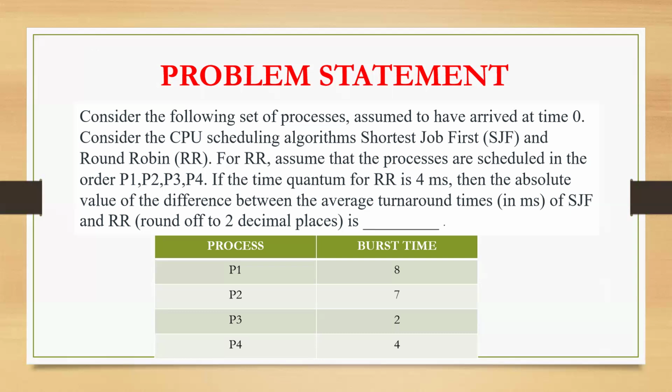And in round robin, everything comes in order: P1, P2, P3 and P4. What is the time quantum? For every process, 4. For P1, with burst time 8, P1 will be repeated two times. For P2, total process time 7, with time quantum 4, remaining time is 3, so two times process P2 will repeat. For P3, the time quantum is 4 but the process needs only 2, so P3 runs one time. P4 also runs one time because the time quantum is 4 and the burst time is also 4. So we have to calculate SJF and round robin like that. We will see one by one.